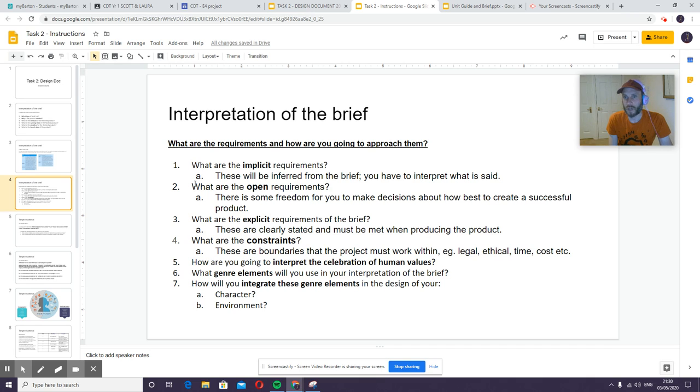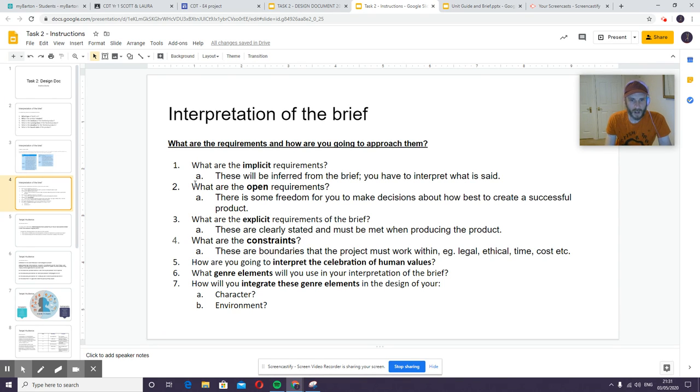Open requirements are where you've been given the freedom to make decisions about things. So have a think about the brief there and decide which parts are open. So there are more than one. I'll give you an example being the genre requirement. It doesn't specify that it needs to be within the sci-fi genre. This is open to your interpretation. You have been given as a designer the freedom to make a decision on the genre. As long as it fits into one particular genre, it's up to you to decide what that is and how you're going to follow the conventions of that genre.